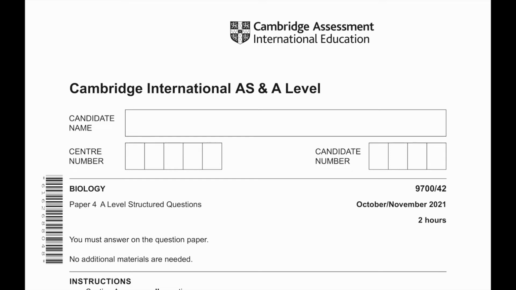Hello everyone. Today we'll be solving Cambridge International AS and A-Level Biology Paper 4 A-Level Structured Question, October-November 2021, Variant 4.2. Today we'll be solving this particular question paper from question number 1 to question number 5.